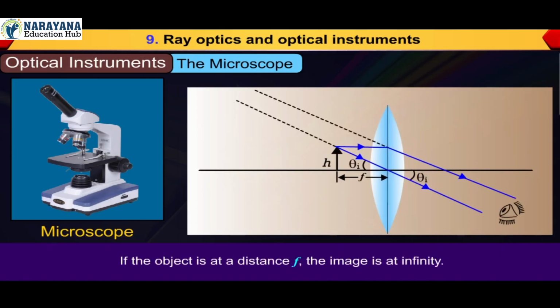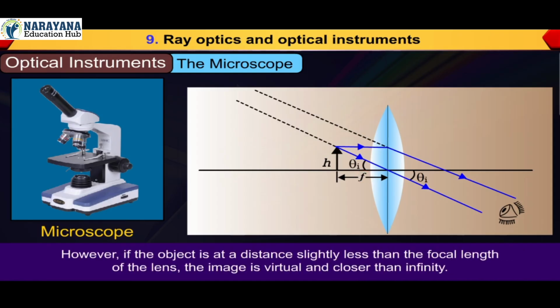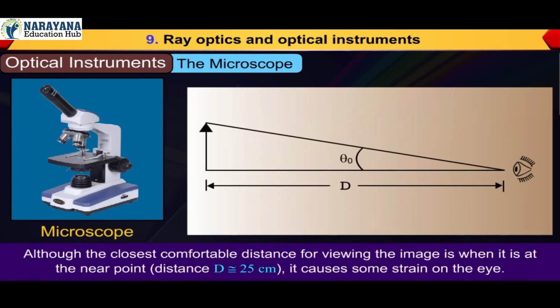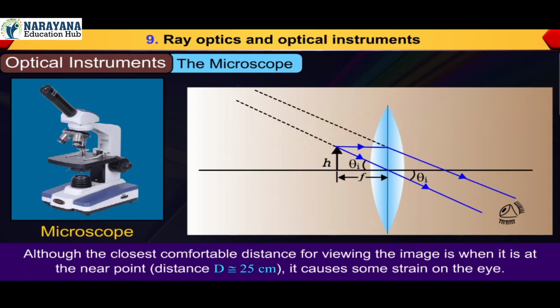If the object is at a distance f, the image is at infinity. However, if the object is at a distance slightly less than the focal length of the lens, the image is virtual and closer than infinity. Although the closest comfortable distance for viewing the image is when it is at the near point distance d, approximately equal to 25 cm, it causes some strain on the eye. Therefore, the image formed at infinity is often considered most suitable for viewing by the relaxed eye.